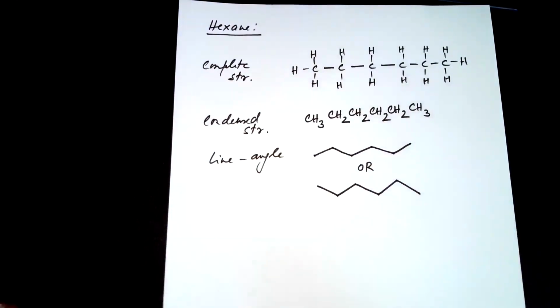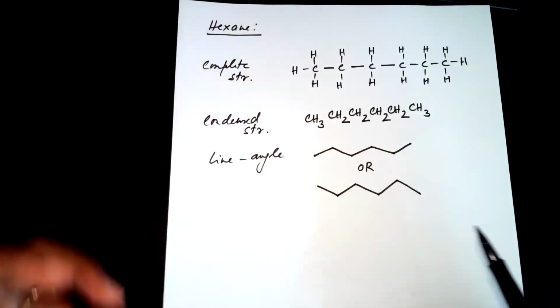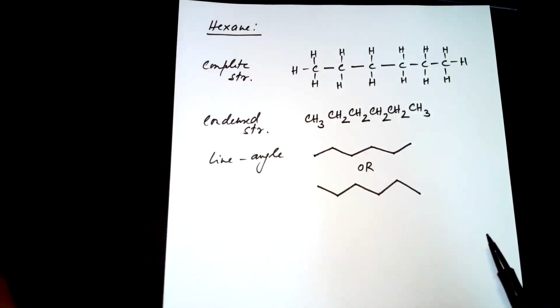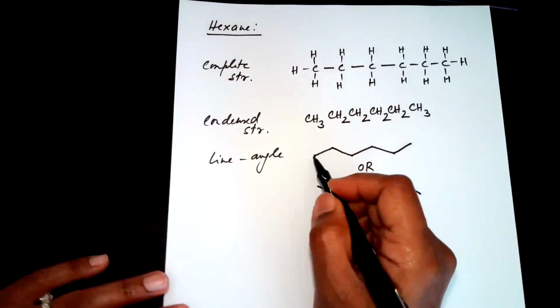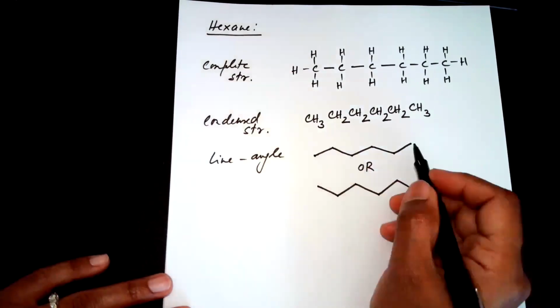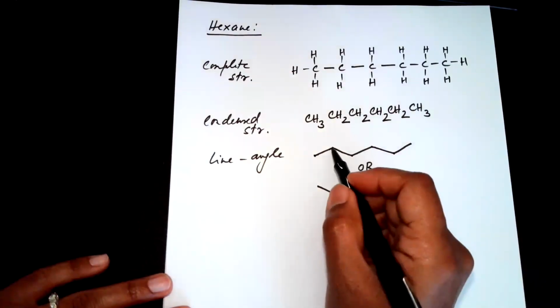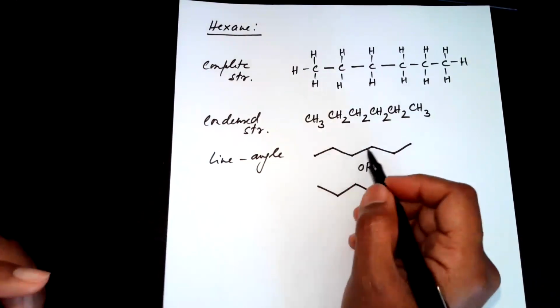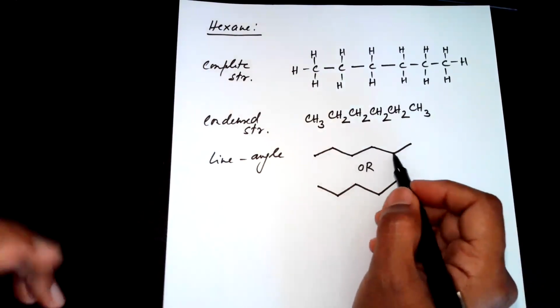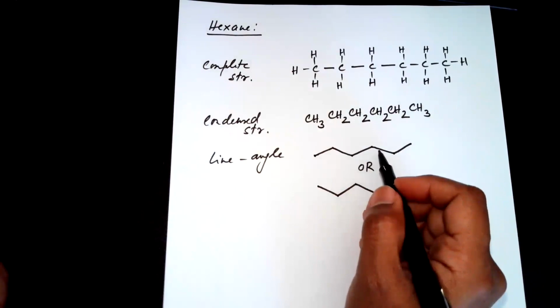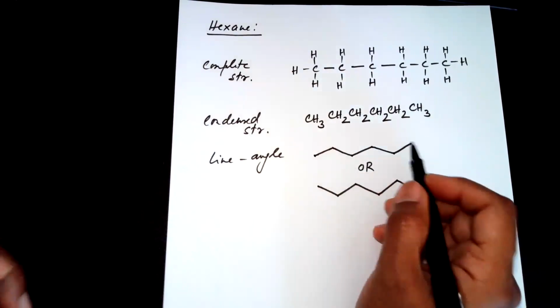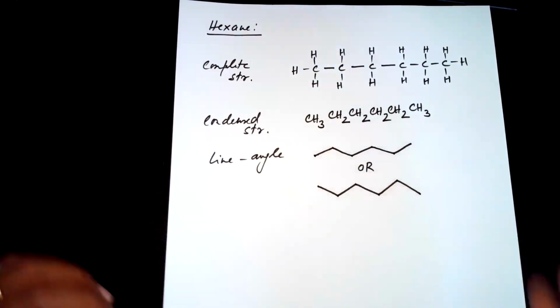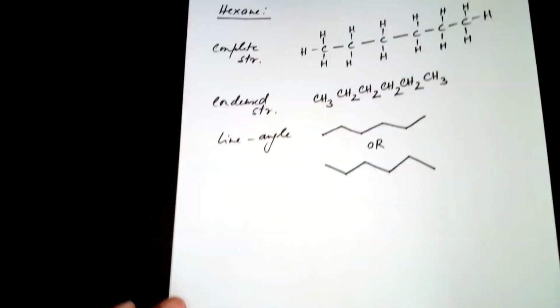The most common mistakes that I have seen in students would be when they are given a line angle formula and they are asked questions about it, like how many carbons, how many hydrogens, they tend to forget about counting the first and the last carbon. They do remember that the intersection of the two lines are carbons, but the start and the end are also carbons. So please remember that. So that would be hexane.